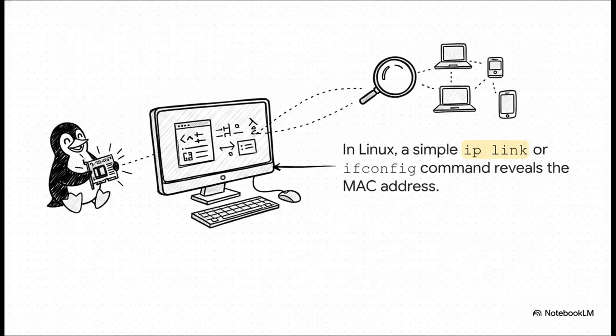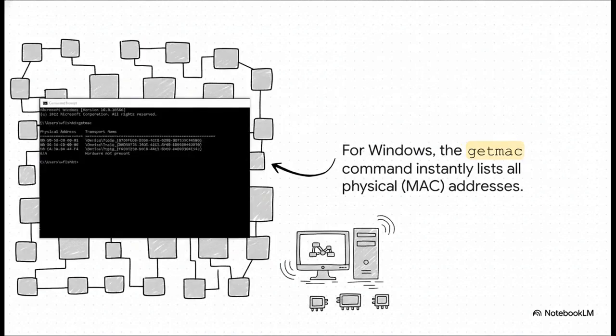For all you Linux folks out there, it's just as easy. Fire up a terminal and run a quick ip link or the old school ifconfig command. Either one will instantly show you that hardware address. And of course, we can't leave out Windows. Just open up the command prompt and type getmac. It's pretty self-explanatory, right? It just gets the MAC address. Instantly lists them all for you.